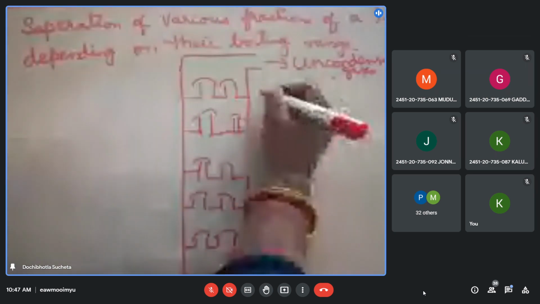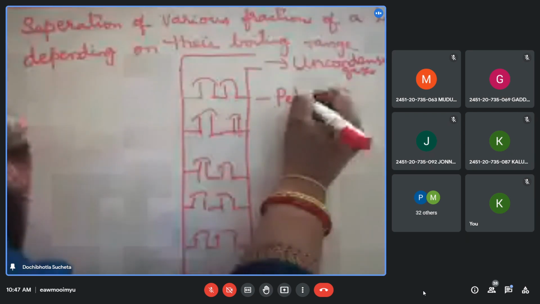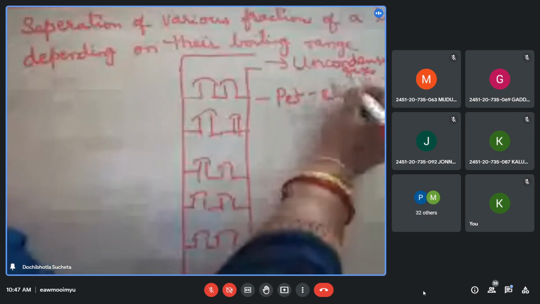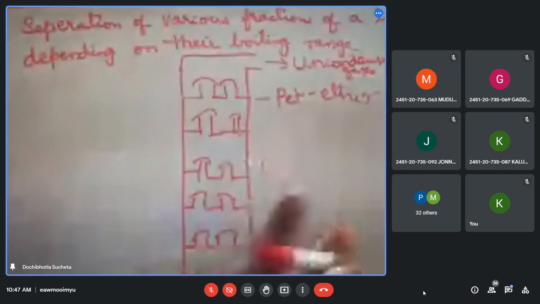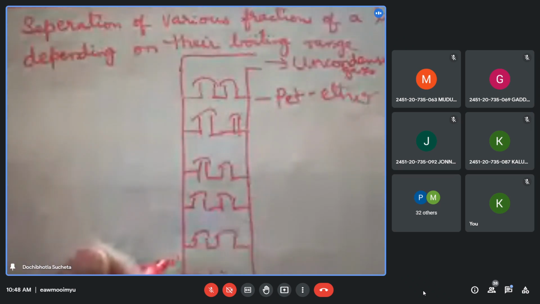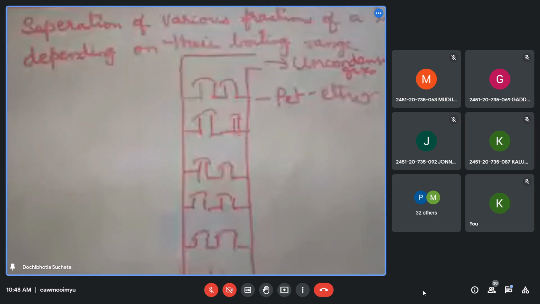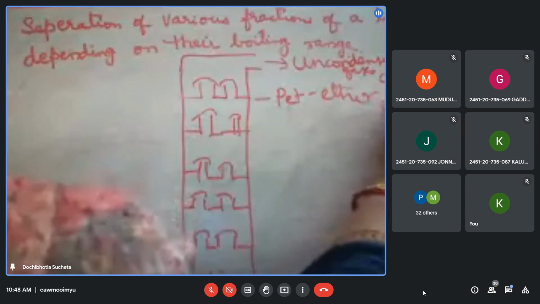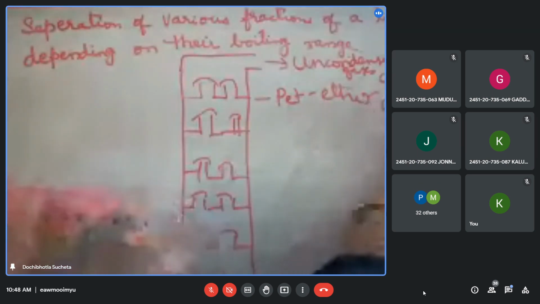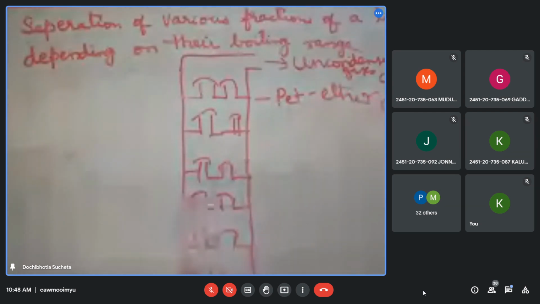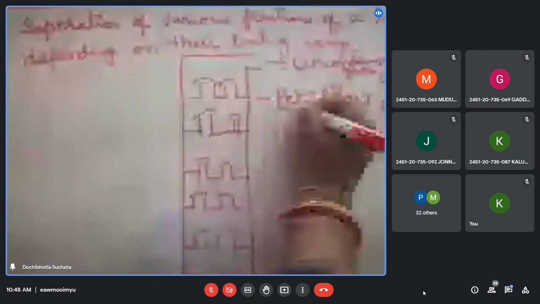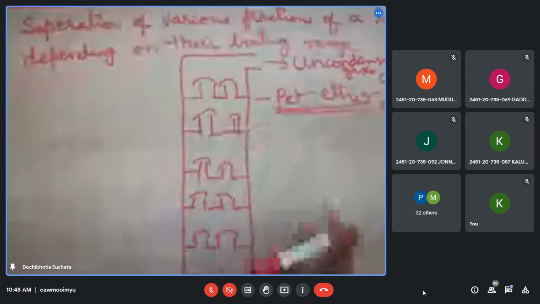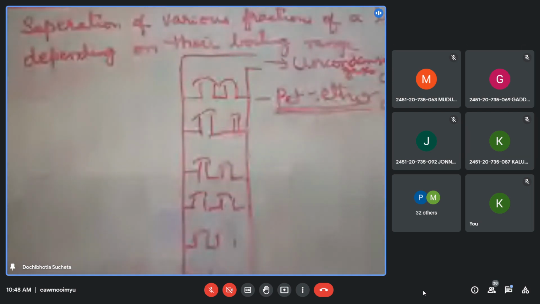Followed by the petroleum ether or pet ether fraction. Again, this is a highly volatile compound. Hope you have done some experiments with ether. I don't think you have, because of this lockdown. The range here is from C1 to C4, and for pet ether the range is from C5 to C7. They are used in the petrochemical industry as a solvent. That is the importance. We are not much interested.